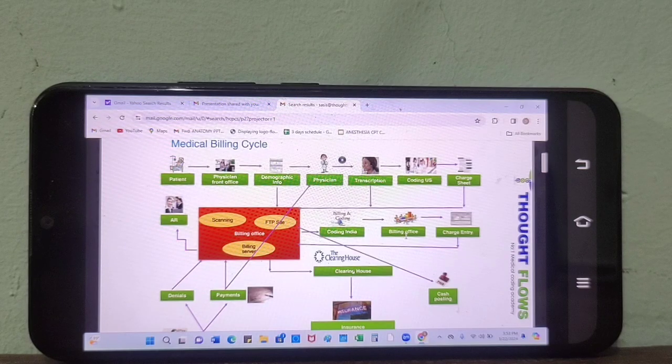A clearing house is nothing but a middleman between the provider and the insurance company. Because we are working for the provider, am I right? So the clearing house is a middleman, an agent between the provider and the insurance company. In the clearing house also, they are just verifying the details, and that claim document is submitted to the insurance company.